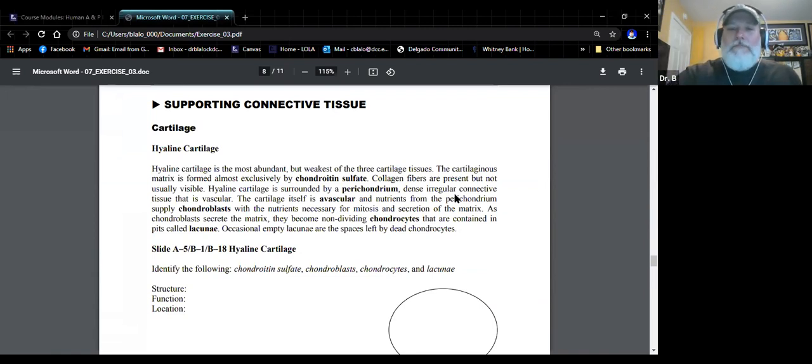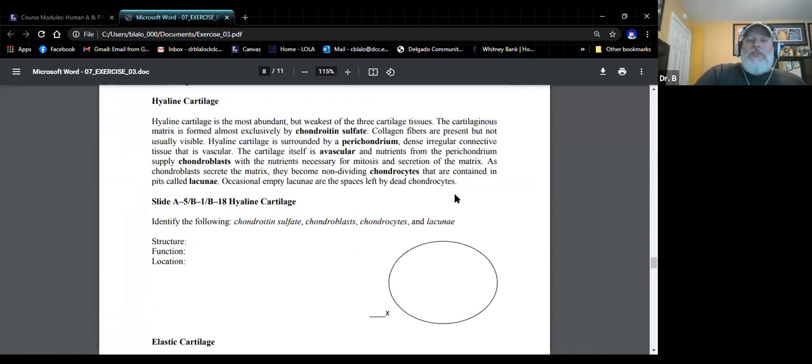All right, then. So the next thing we're going to get into is our supporting connective tissues. And the first group of supporting connective tissues we're going to talk about is cartilage. Now, cartilage is easily recognizable, in my opinion, because of the chondrocytes that are present within cartilage. These chondrocytes and chondroblasts, these individual cells unique to cartilage, make cartilage very identifiable.